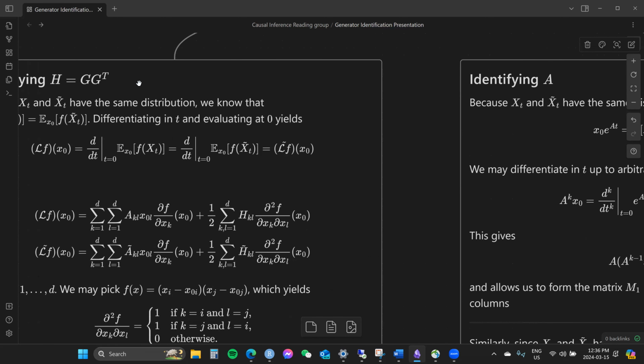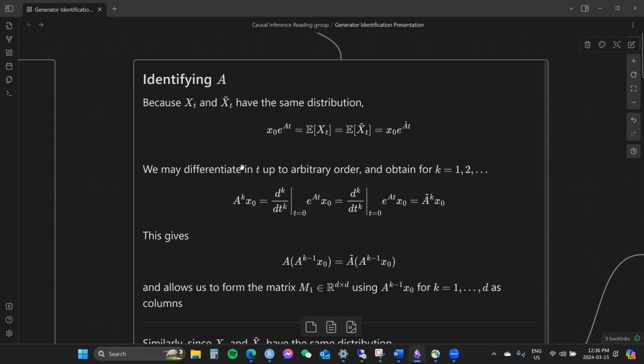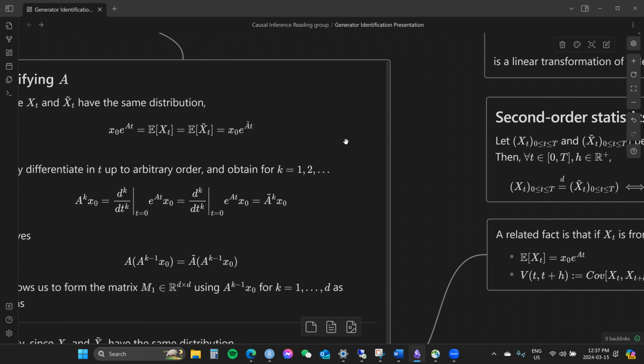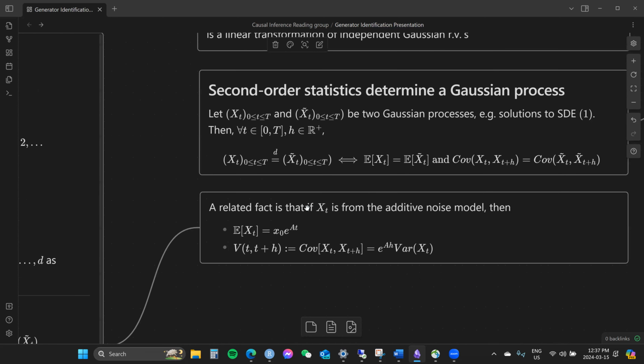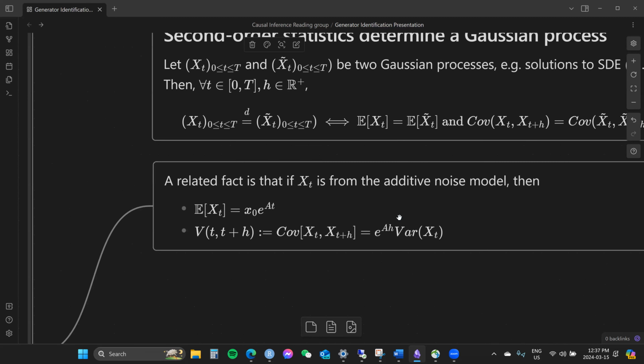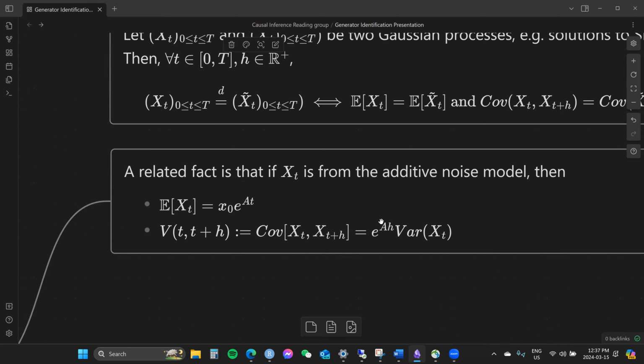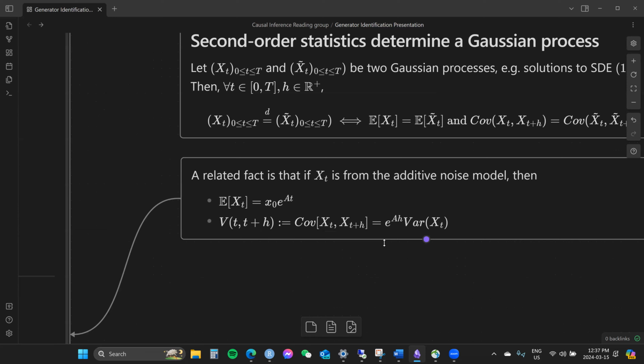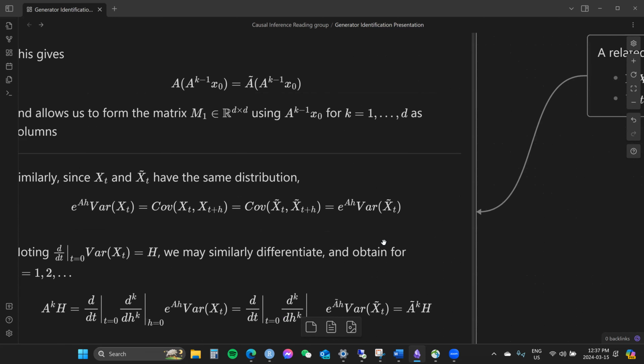The second one is going to be more challenging, but we're going to use the same idea. You know that same distribution implies same statistics. One thing that we'll be using is that if Xt is from the additive noise model, this is how the statistics evolve. It's well studied because it's a Gaussian process. The way that your statistics evolve is that you start from your initial condition and then you apply e to the At, and the covariance evolves similarly. They'll use these. These are going to be equal at each time and each time increment.